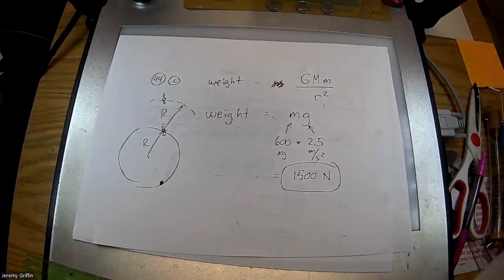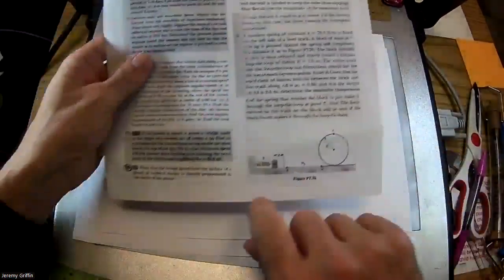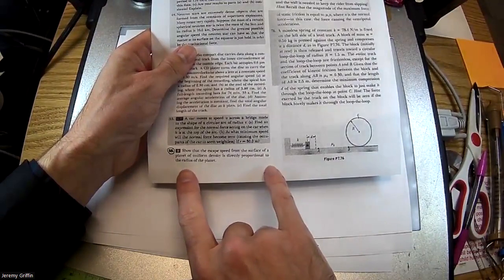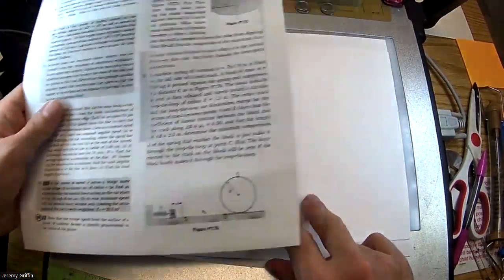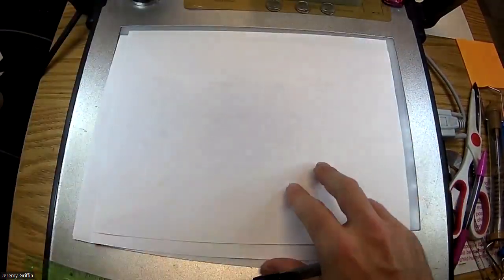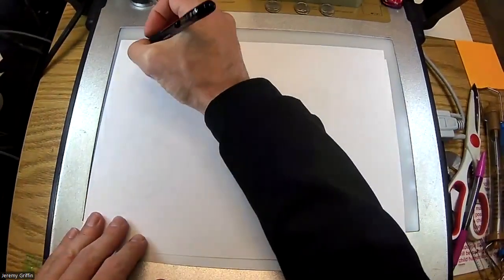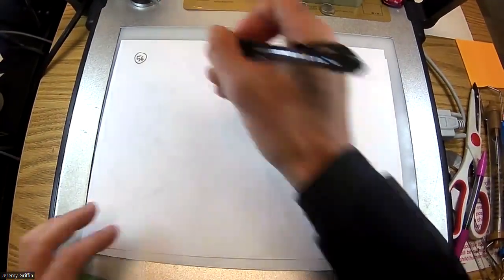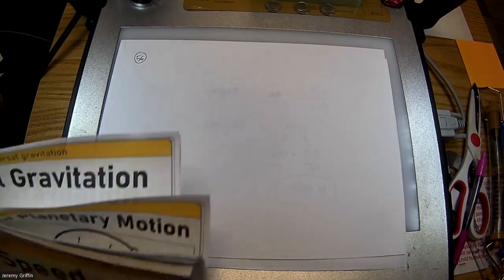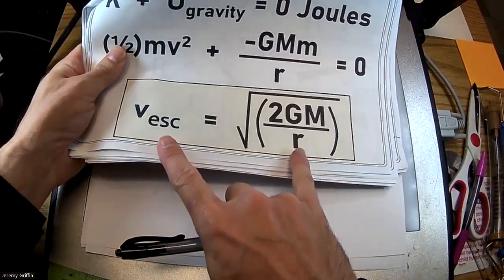Okay. Number 56, show that the escape speed from the surface of a planet is directly proportional to the radius of the planet. Right. Now, escape speed, we can actually prove this when we get to conservation of energy, which we haven't quite, but I have shown you guys this expression here. So we're going to play off this. You see this? I'm just going to copy this.